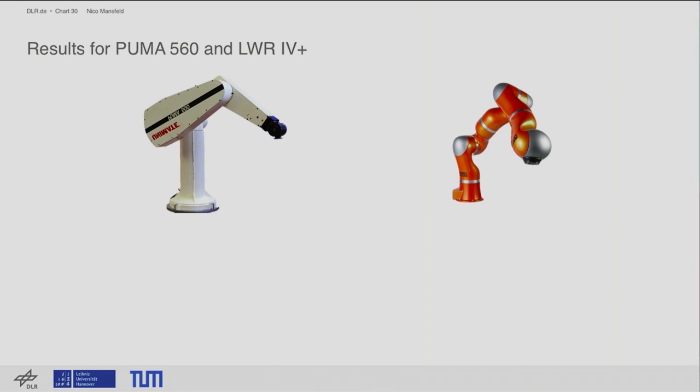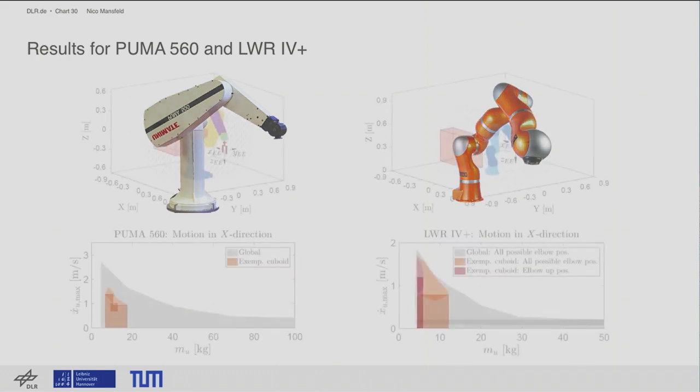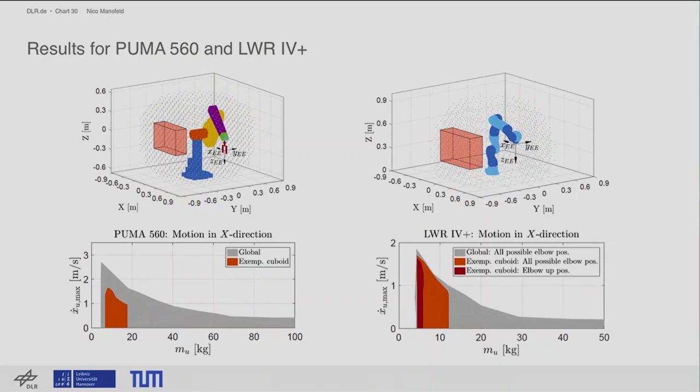Now, let's move on to some results. So now I will present the results for 2 robots, namely the Puma 560 and a lightweight arm. So this is how the results look.